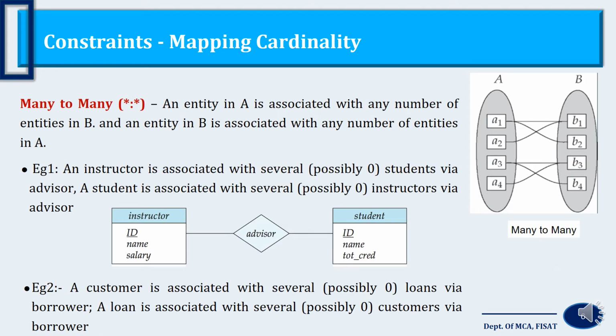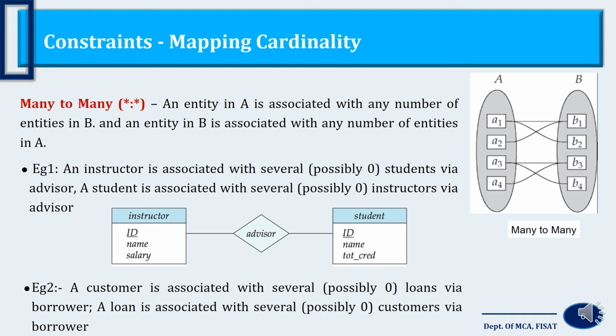And the last type of mapping cardinality constraint in the binary relationship is many to many. An entity in A is associated with any number of entities in B. Similarly, an entity in B is associated with any number of entities in A. Let us look into that instructor-student scenario. An instructor is associated with several students via the advisor, and a student is also associated with several instructors via advisor. Okay, so an instructor will be having several students for advising. Similarly, a student will be having several instructors for getting this advice.